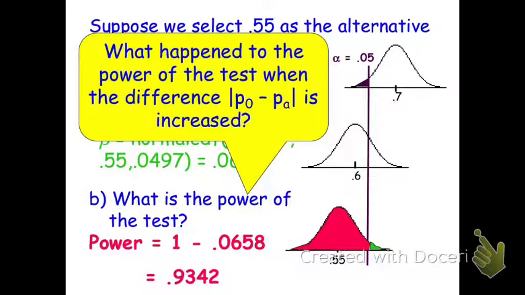So the way that they describe that, the symbols that they use on the test, is the absolute value of the null minus the alternative proportion. So don't be alarmed by this. This absolute value of null minus alternative proportion is just saying the difference between, so like the 0.7 minus 0.55 is greater than the 0.7 minus 0.6. That's just the symbols that they use to represent that.